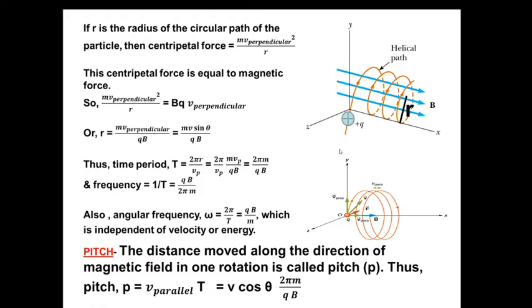Now here, if this helical motion radius is r, then to keep a body on a circular path, a centripetal force is needed. And we know centripetal force is m v square by r. Here, remember the v is the perpendicular component of the v.